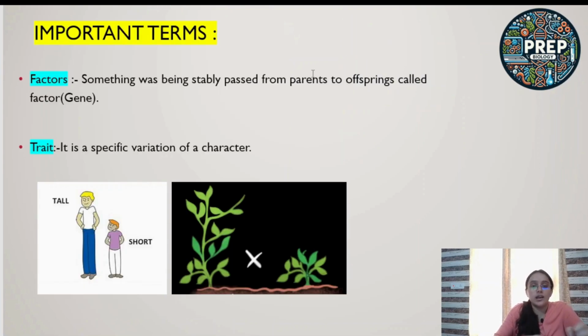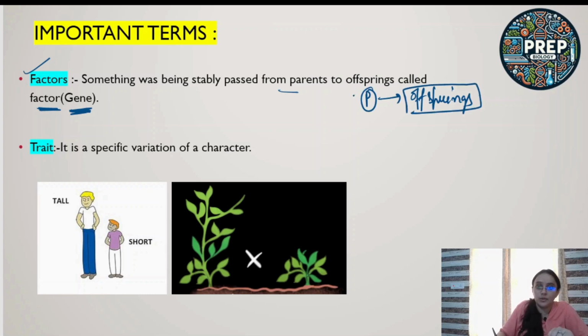Next, let's discuss some important terms which are repeatedly used in this chapter and which are the basis of this chapter. First is factors. What are factors? According to Mendel, something was being stably passed from the parents to offspring, and that is called the factor. Nowadays we call factors genes. Mendel discovered the factor. This is very important. Now we call this factor a gene.